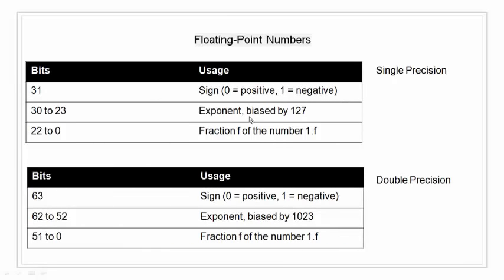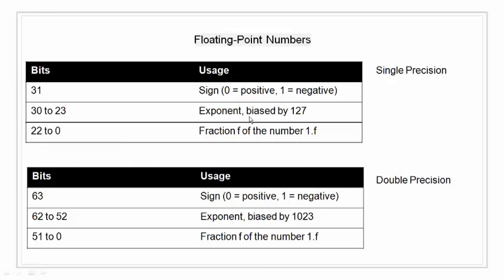Floating point numbers. MATLAB represents floating point numbers in either double precision or single precision format. The default is double precision. MATLAB constructs the single precision, or as we commonly say, single, data type according to IEEE standard 754 for single precision. Any value stored as single requires 32 bits, as shown in this table. The last bit is a sign bit, 0 for positive and 1 for negative. Bits 30 to 23 are the exponent, biased by 127, and bits 22 to 0 are the fraction f of the number 1.f.